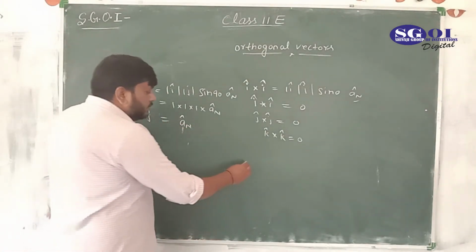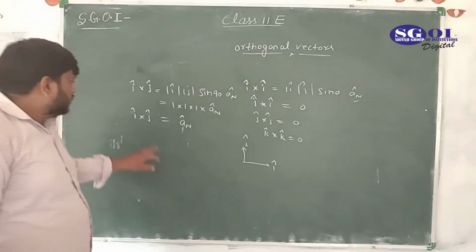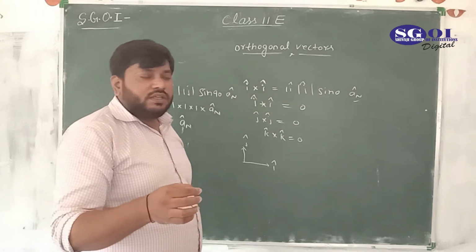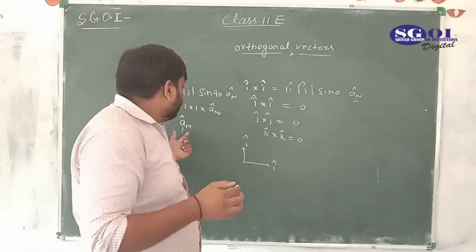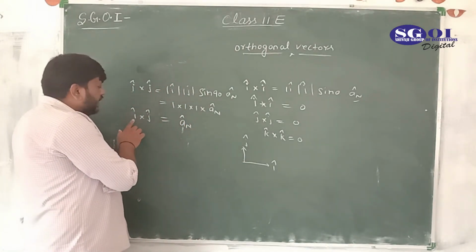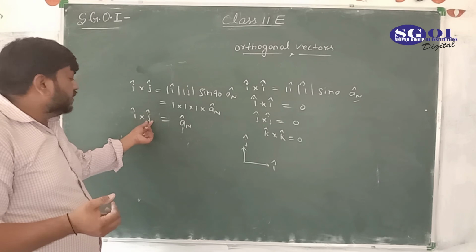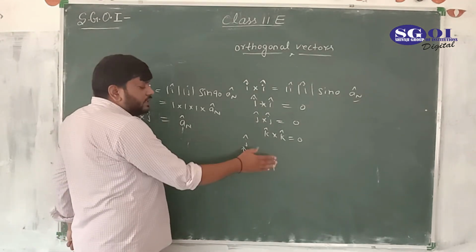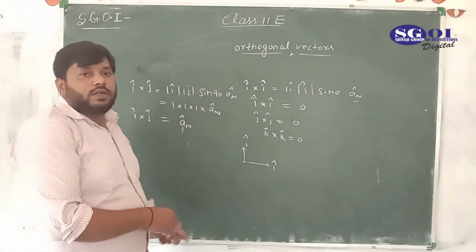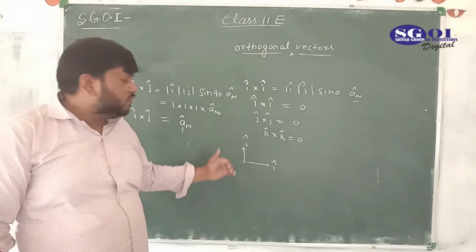Let's see. This is i and this is j. So you have to find n cap, and I have already told you how to find n cap: the right hand rule. Put your hand firstly at i, and if you close your fingers, your fingers should point towards j, and your thumb is pointing outward. So this is i, this is j. So this direction is what? This is the positive Z axis.